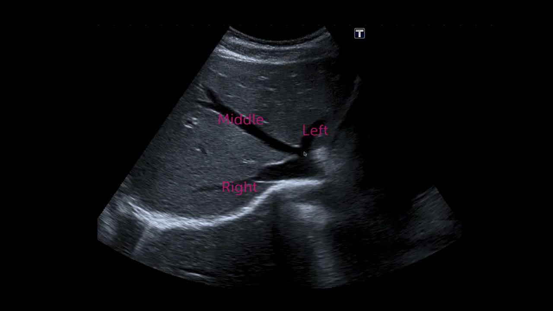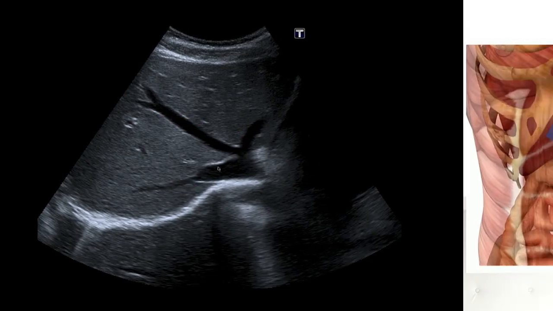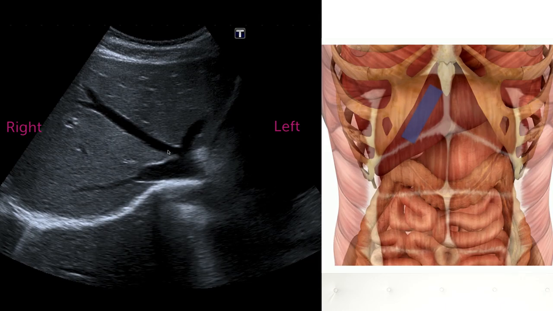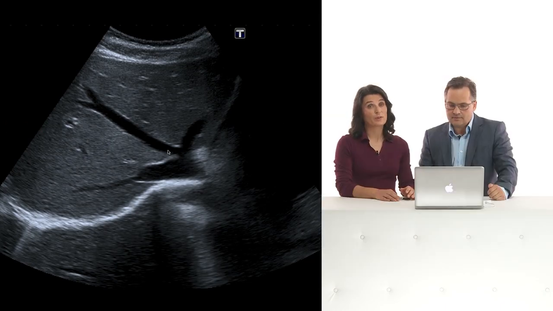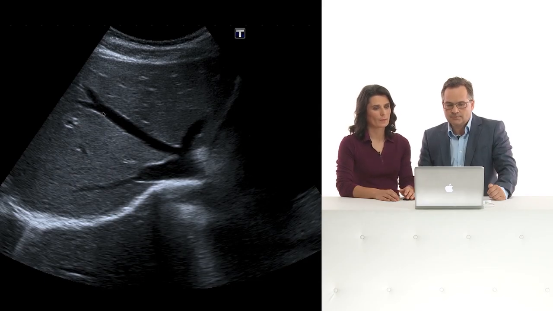This is a transverse plane, a subcostal view of the liver. We remember our main orientation guide for the liver segments are the hepatic veins. We can see the middle one. It divides the left lobe from the right lobe over here. And we can additionally see the right liver vein and the left liver vein over here.